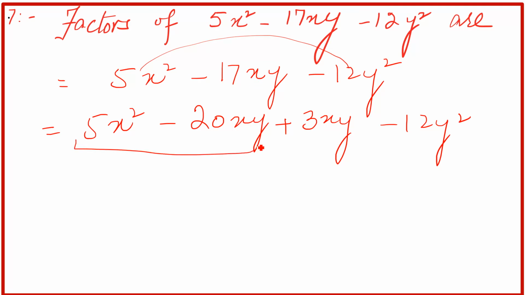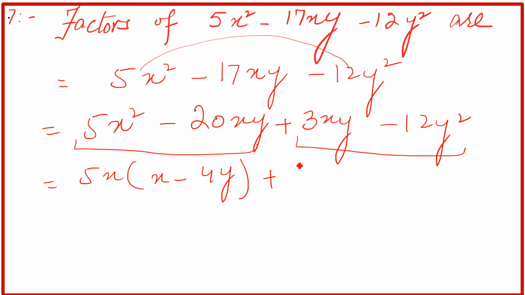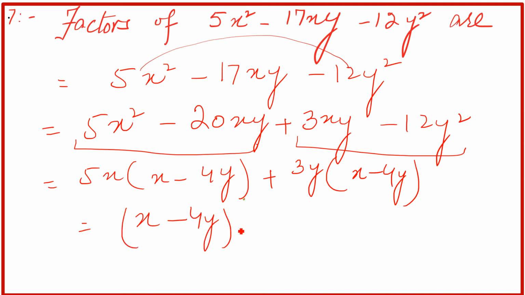So what is the next step? You have to take the common. 5x, it is (x minus 4y). From here 3y, (x minus 4y). So (x minus 4y) as a common, and then what is remaining? 5x plus 3y. So you can check this in your MCQs where it lies, A, B, C, D, right?